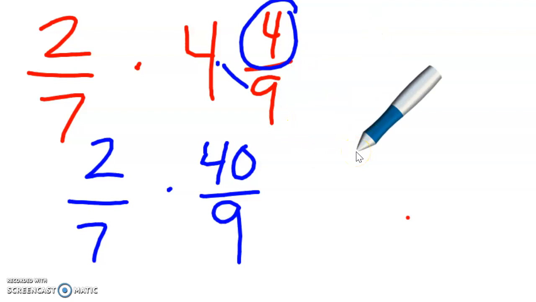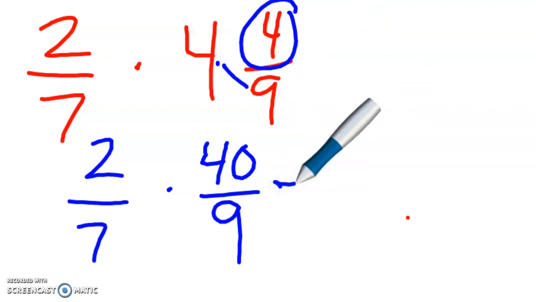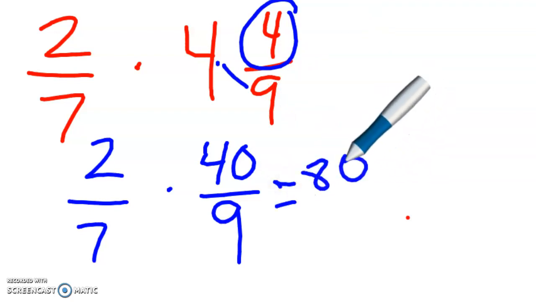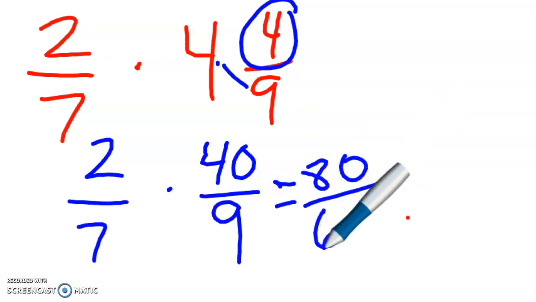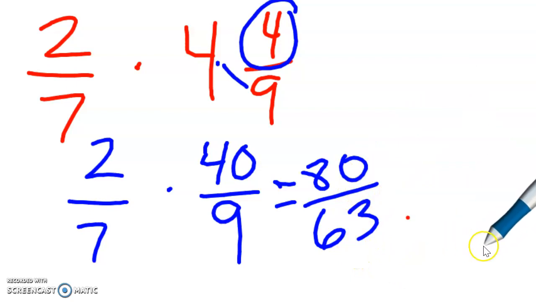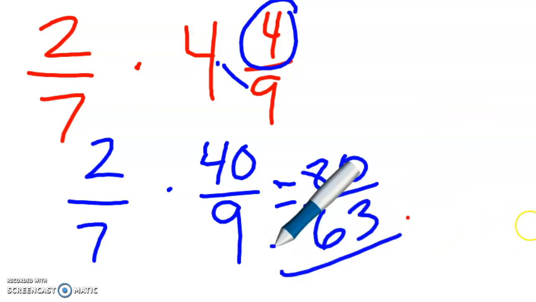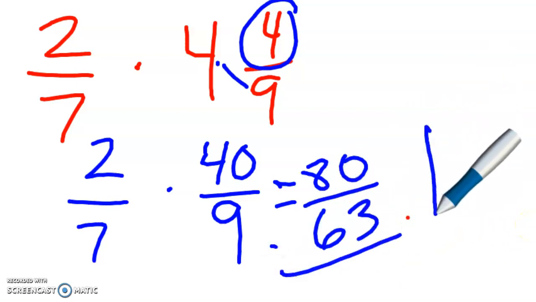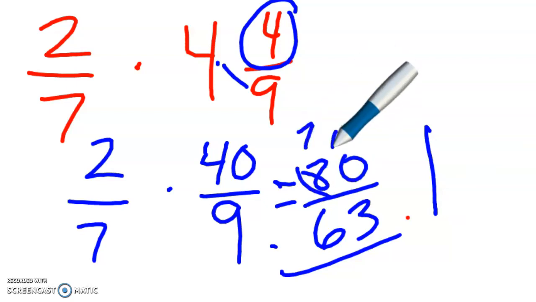So now I've got 40 times 2 is going to give me 80, and 9 times 7 is going to give me 63. Now, when I look at this, 63 will go into 80 one time. So I know I'm going to have one whole number, because remember, when we have a 4 and 4/9 and we're only multiplying by 2/7 of that, it's going to get smaller. So it's now from four whole numbers to only one. And then I subtract the rest of this.